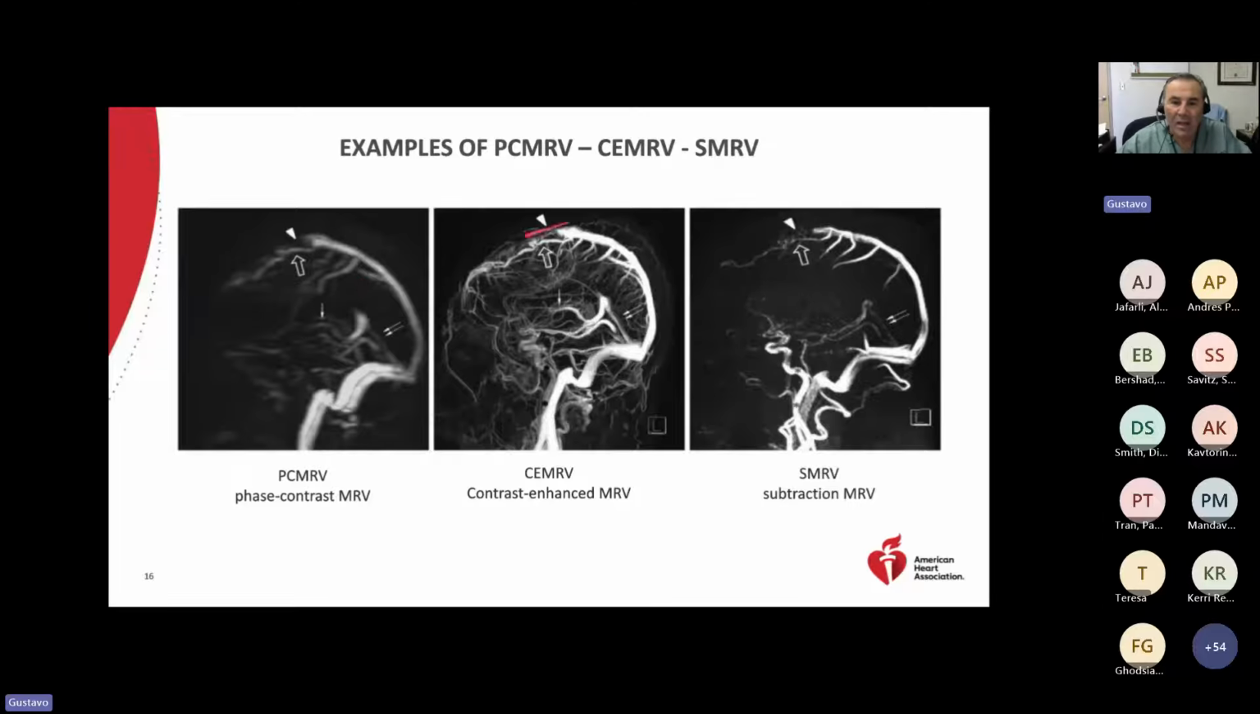You can appreciate how easily the occluded sinus and engorgement of some cortical veins are identified in the contrast enhanced MRV, something similar here in the subtraction MRV. The problem with the phase contrast MRV is that it says contrast, but it's not receiving contrast. So that's a problem because it may lead to several artifacts. That's an important consideration.